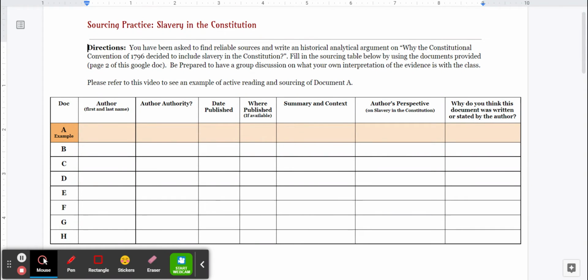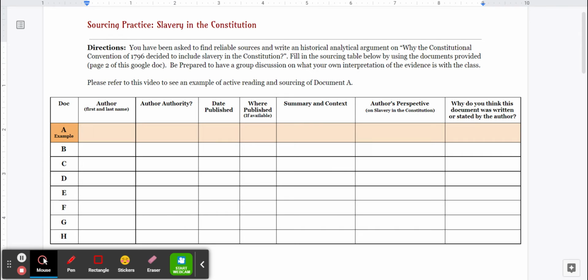So today I'm going to show you how to actively read and then fill out a sourcing chart. Miss Beatty and I have created this sourcing chart in order to help you source documents. And like we said before, the reason to source documents is to make sure that they're reliable and that the author is an authority on whatever you're researching or looking at.